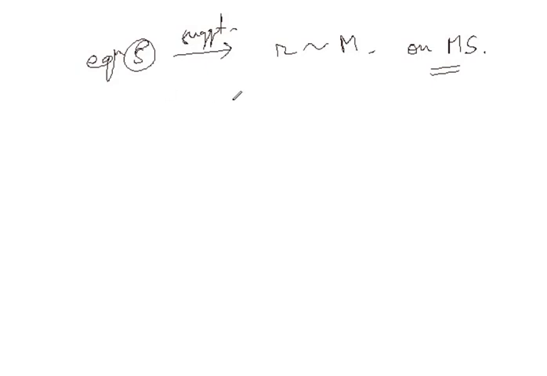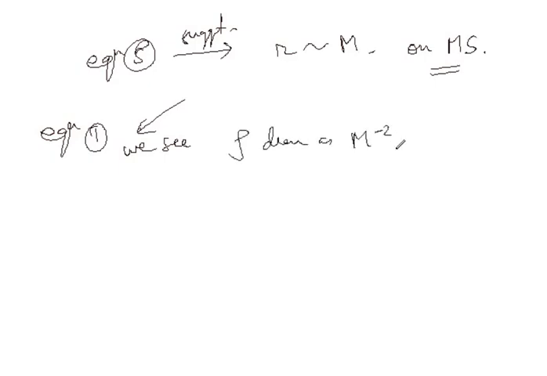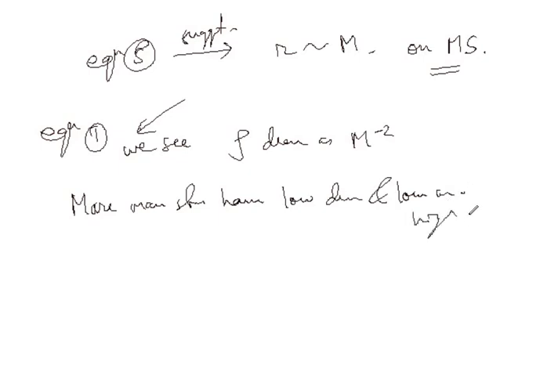So now, with this relation R of the order of M, we see from equation 1 that the density of a star decreases as M to the power minus 2. So this means that more massive stars have low density and low mass stars have high density.